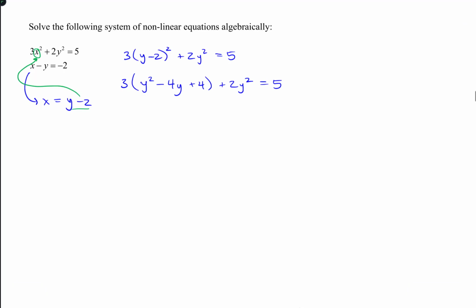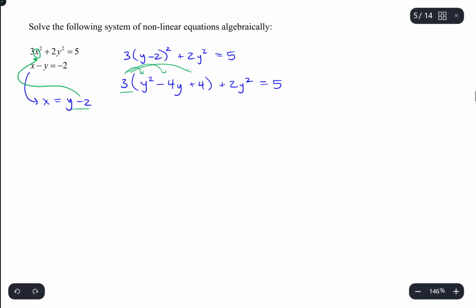Now it looks like I'm going to have a quadratic in the end, so what I need to do is get everything to one side and combine. So let's first distribute this 3. And when I distribute the 3, of course, it's going to multiply everything inside this set of parentheses. So this would be 3y squared minus 12y plus 12 plus 2y squared. And you know what? I'll bring this 5 over. So I would just say minus 5 equals 0.